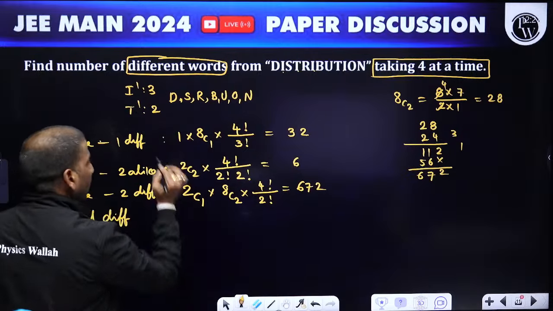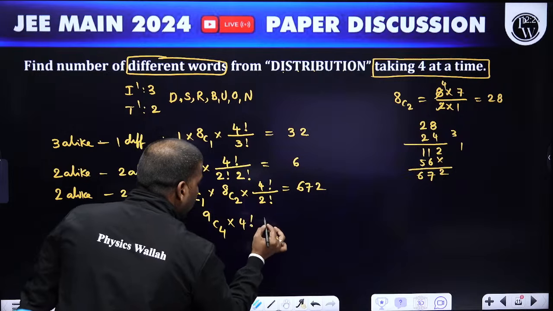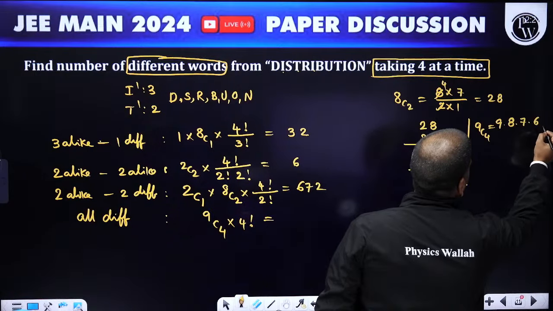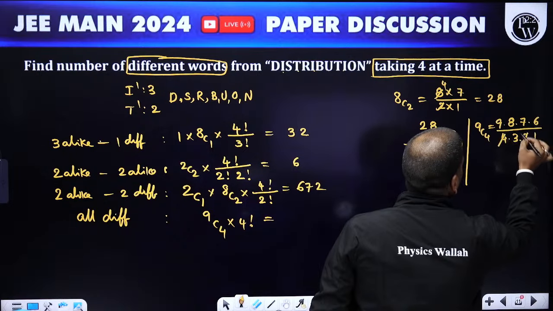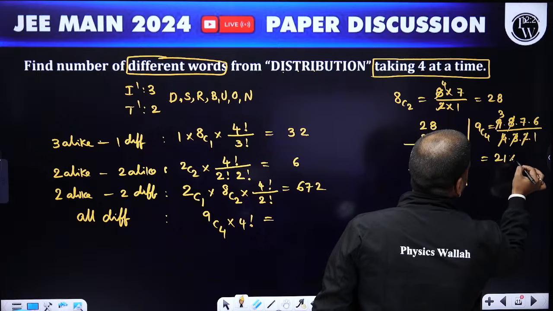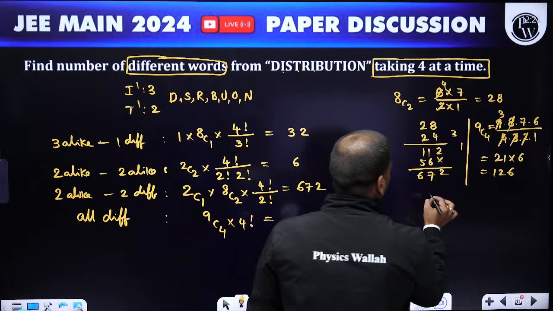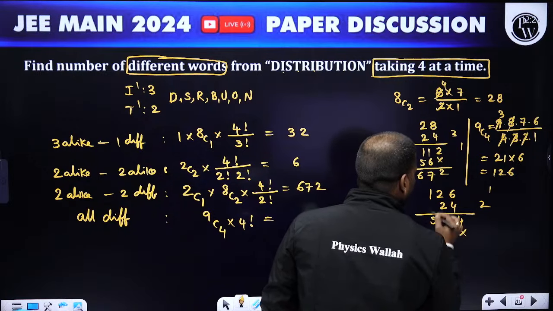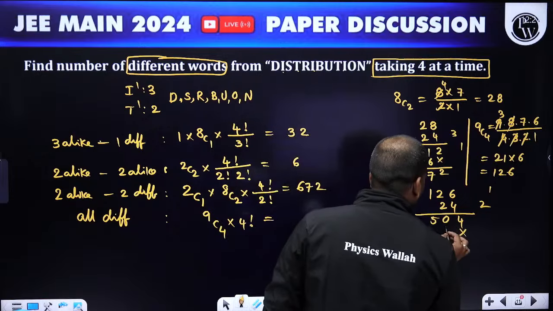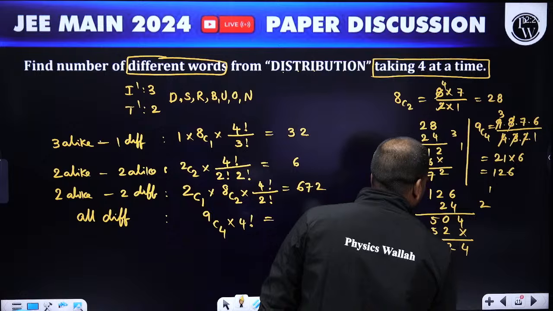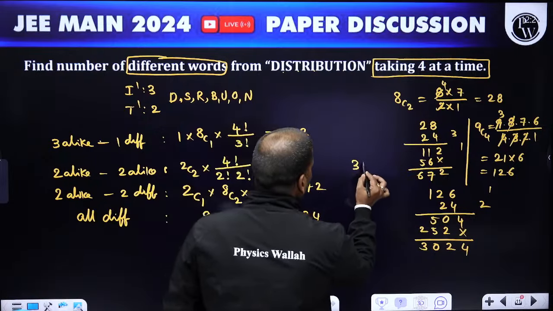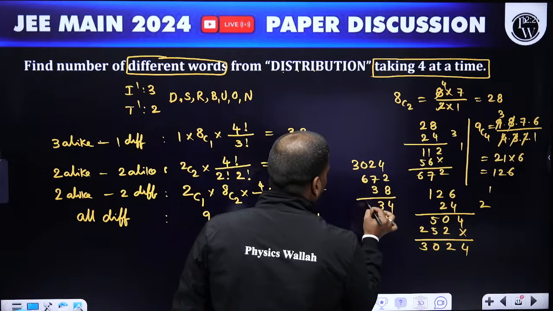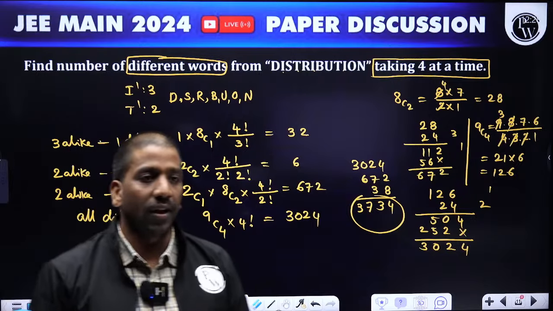Next, all are different. How many different? 7, 8, 9. So 9C4 into 4 factorial. So how do you write the 9C4? 9C4 calculate: 9, 8, 7, 6 over 4, 3, 2, 1. 4 twos are 8, so 3 here 3 times. So 21 times 6, that means 126. And 4 factorial is 24, so 126 times 24, which is 3024. So add all: 3024, 672, and the rest, that gives 3734. So these are the different cases.